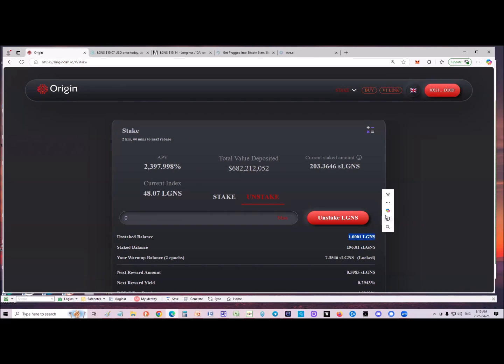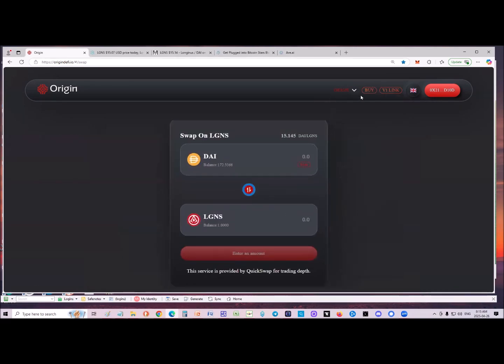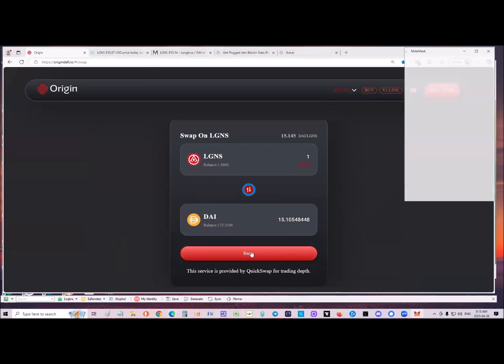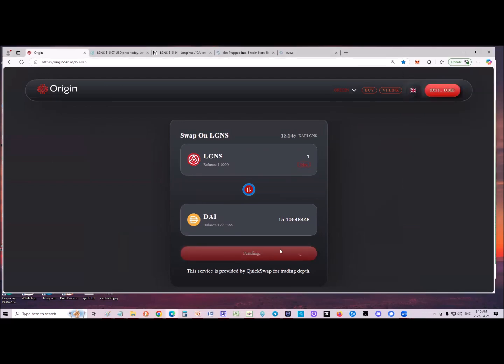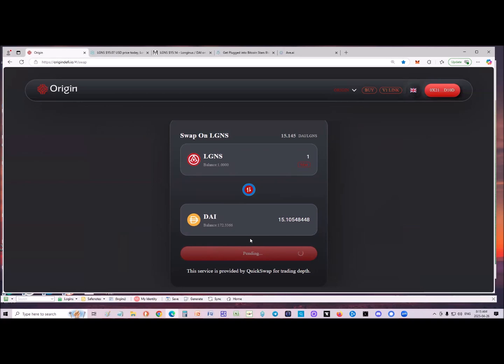Here it is here. Now, what you do here is you click on the buy button at the top here. You click the arrows in the middle here to reverse it, click max, and then it will swap it out just like that. And then the DAI will end up in your wallet. So get that transaction to go. You'll see I got 172 in my wallet right now. And then it'll just add an extra $15 once it's done.